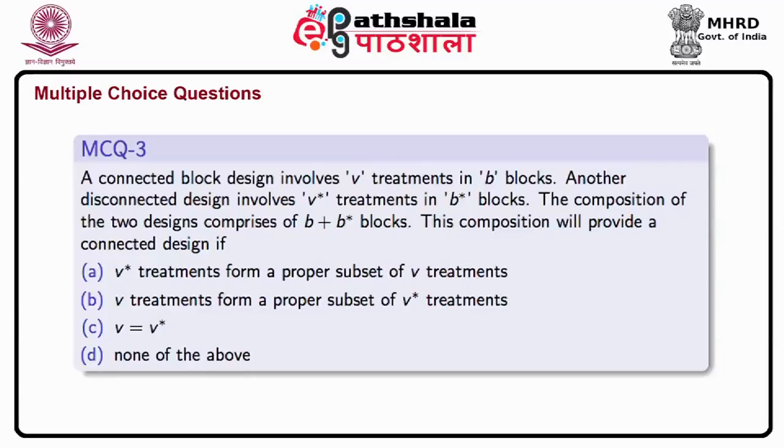So you have one connected design, another disconnected design. This involves V treatments, this involves V star treatments. You don't know which is which. Now one option is that V star forms a proper subset of V. So if there are 10 treatments with a connected block design, you have 3 of them forming a disconnected design. You are combining the blocks and you want to know what is happening. Or is it that V is a proper subset of V star? Is it that the two are equal or none of the above? Very interesting. This is relating to connectedness.